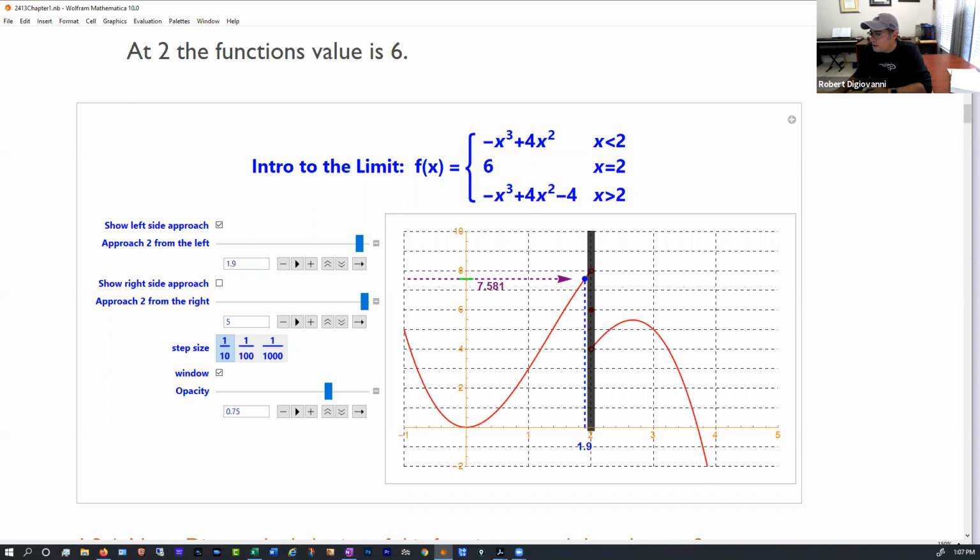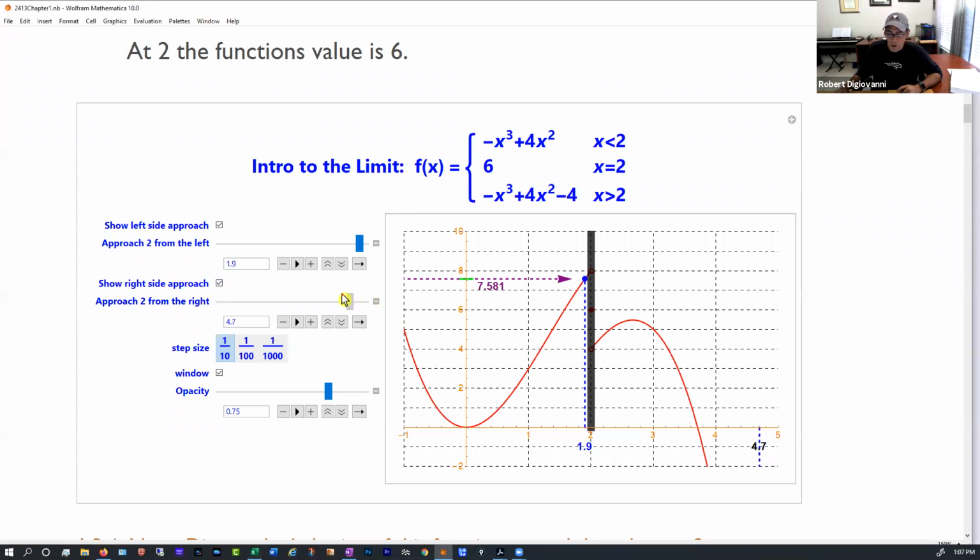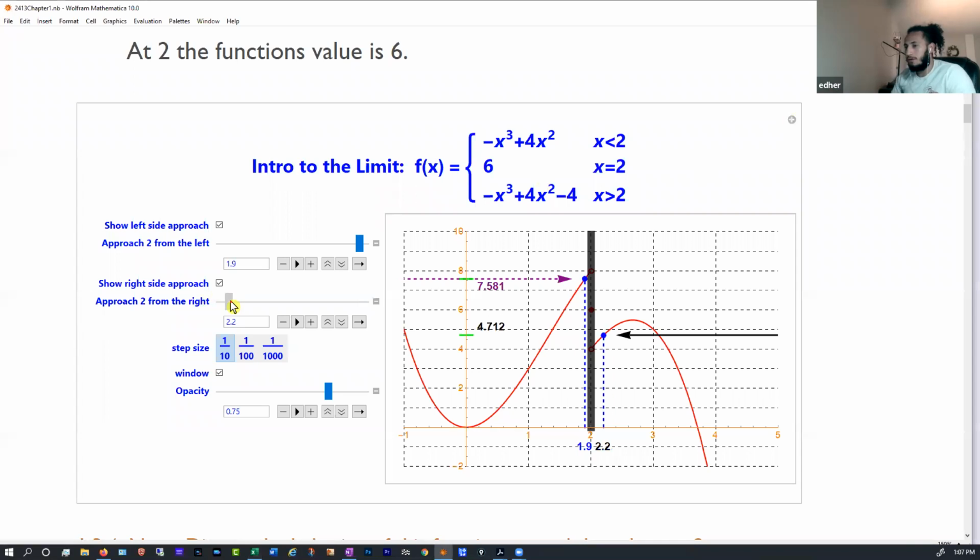Adair, did I say that okay? Yes. How about from the right-hand side? If I start approaching 2 from the right, here it comes. Can you tell from this what it looks like the y value is approaching? Seems to be approaching 4. It approaches 4.